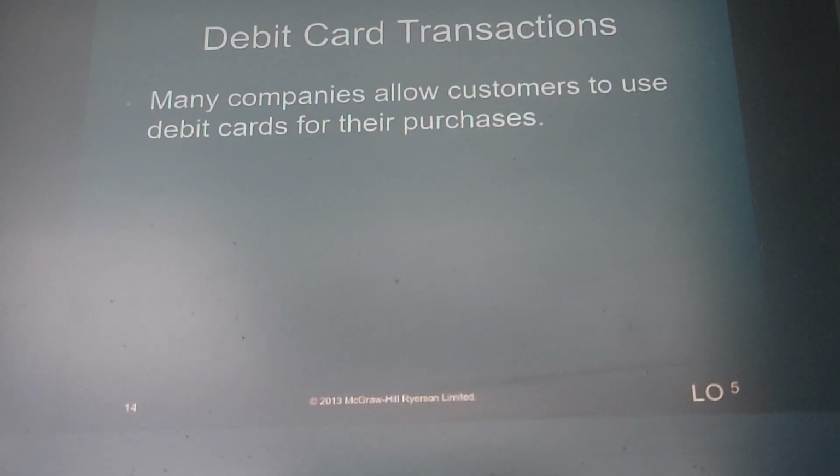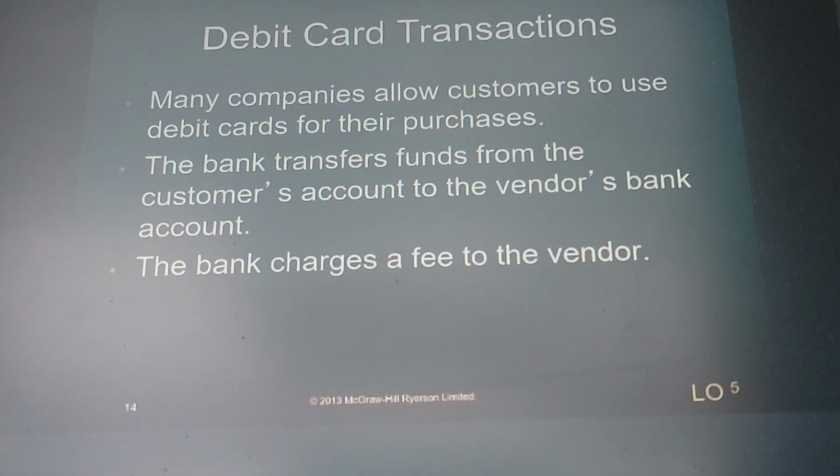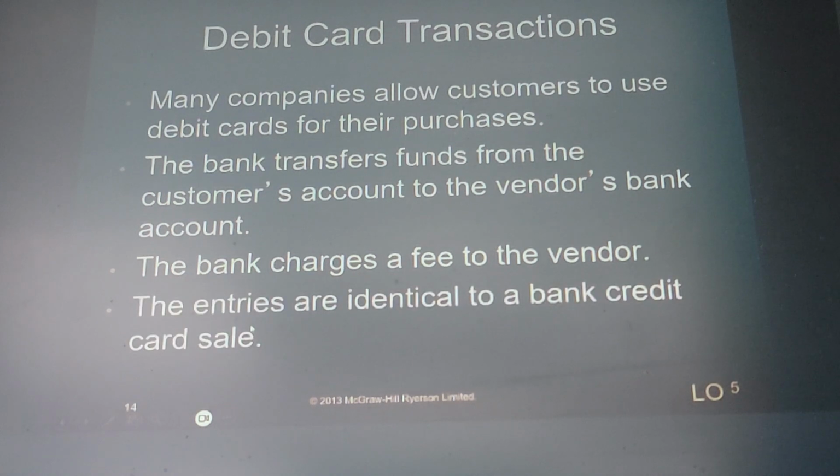Debit card transaction, also companies allow debit card in this purchase. Bank transfers the fund from the customer's account to the vendor's bank account. So like I said, this is a cash transfer. Okay, so the bank charges the vendor. It's not the Visa company, it's not the credit companies, it's the bank for the transfer, and that's, like I said, very minimum.